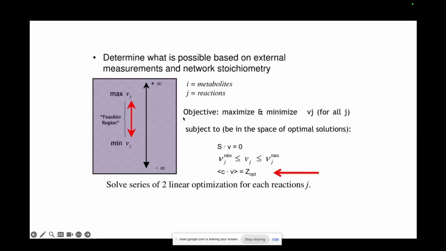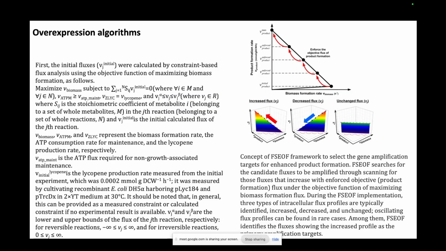Yeah, I'll skip this. It's something that we have already discussed. So you have a maximum possible value and a minimum possible value, and this is your range. And your objective is to maximize the VJ, basically the reaction rate, subject to these conditions. Right? So this is how the models work.